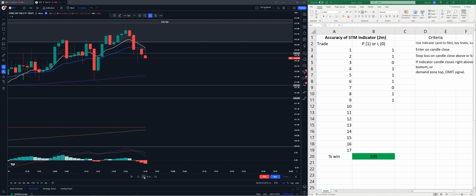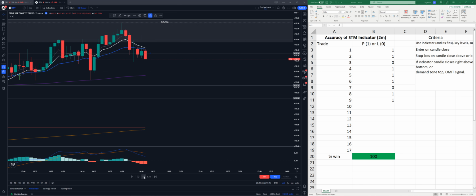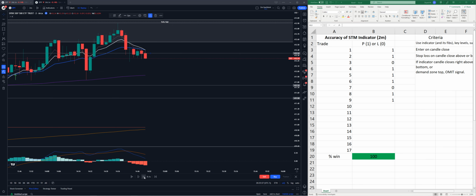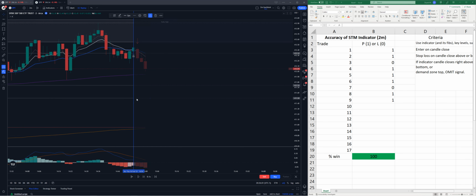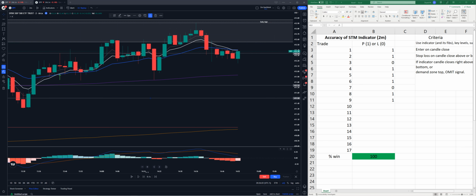This week was honestly really hard to trade. This price action is really difficult. Oh no, what have I done? Okay, let's go back.